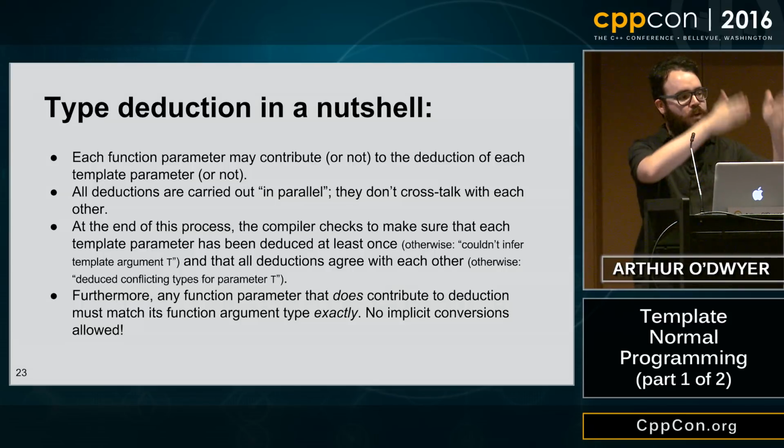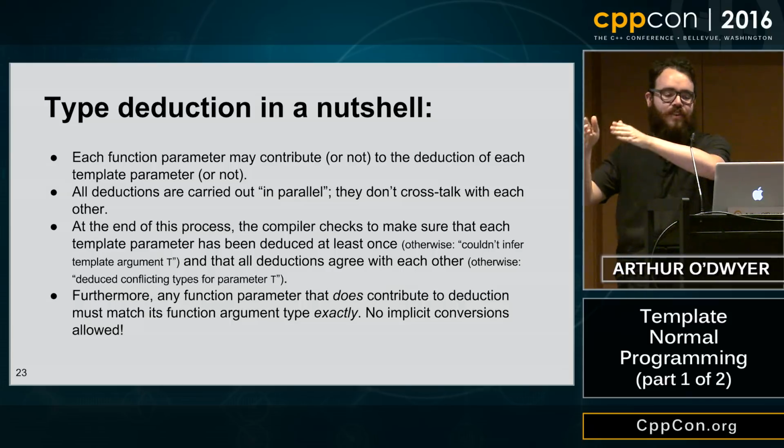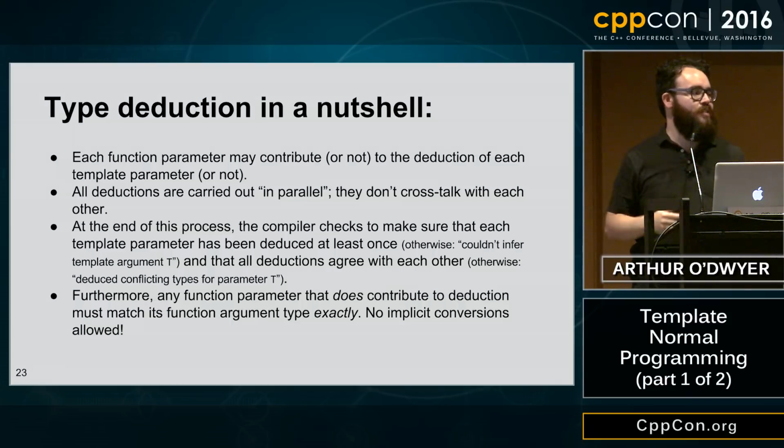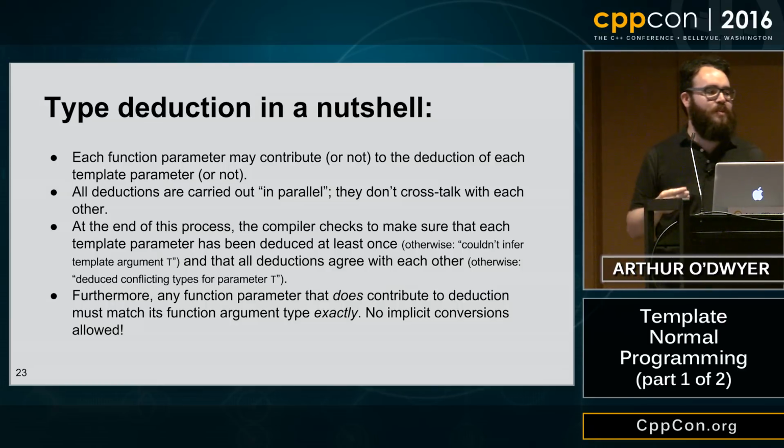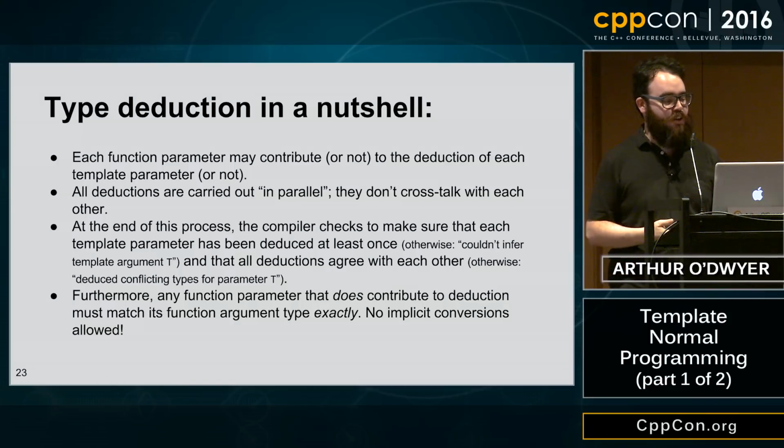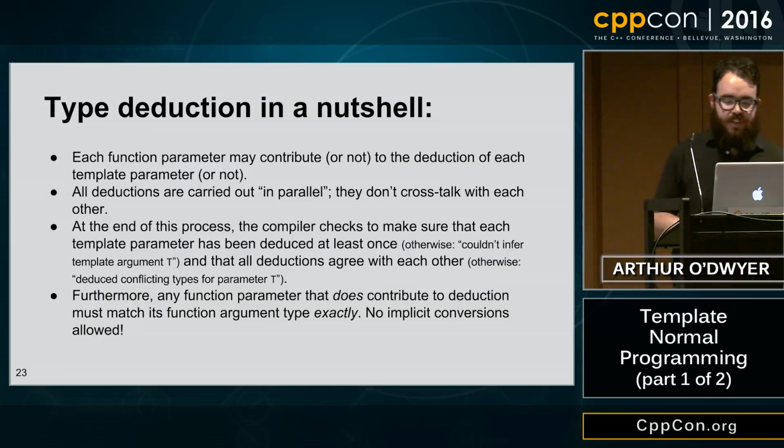So we deduce what does x tell us, what does y tell us, what does z tell us, and then we compare notes. And we say, oh, well, x told us that t was int, y told us that u was double. Okay, so I guess t is int and u is double. And we need to make sure that we deduce all the template parameters we can, and that all the deductions agree with each other. If x is saying that t is int and y is saying that t is double, well, they can't both be right. There's a disagreement there, and we get a compiler error: deduced conflicting types for parameter t.